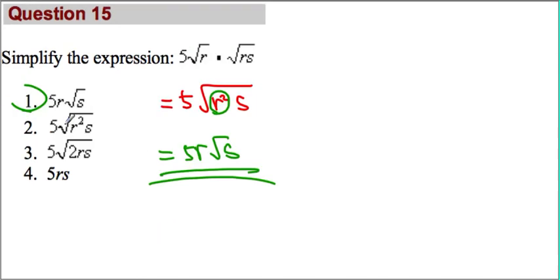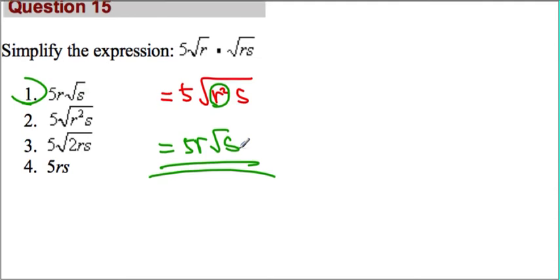Number 15, okay, also has been done already. You gotta multiply inside by inside and outside by outside. So 5 times 1, we get 5. R becomes R squared S. But here, what is the perfect square? R squared is a perfect square. Therefore, R can come out, then we have 5R square root of S. That becomes our answer for number 15, which is choice 1.